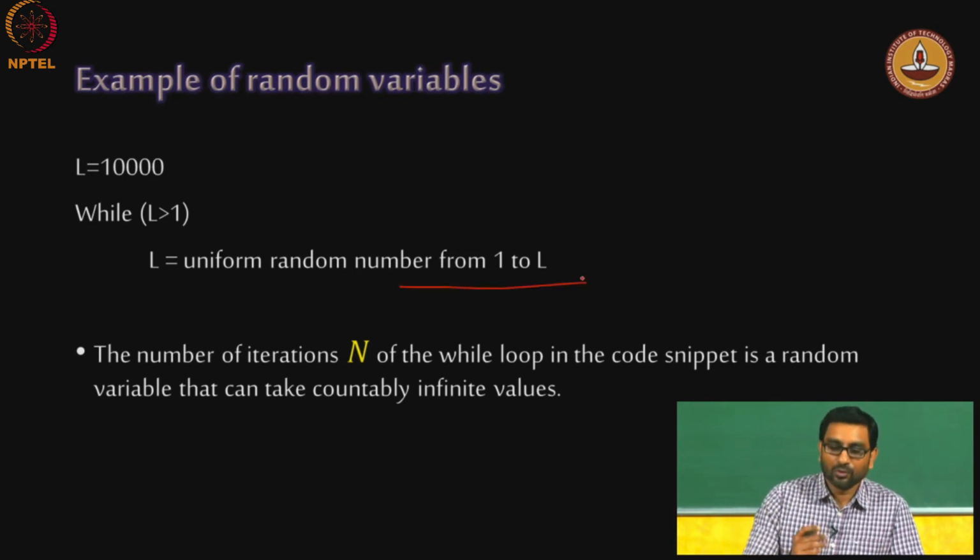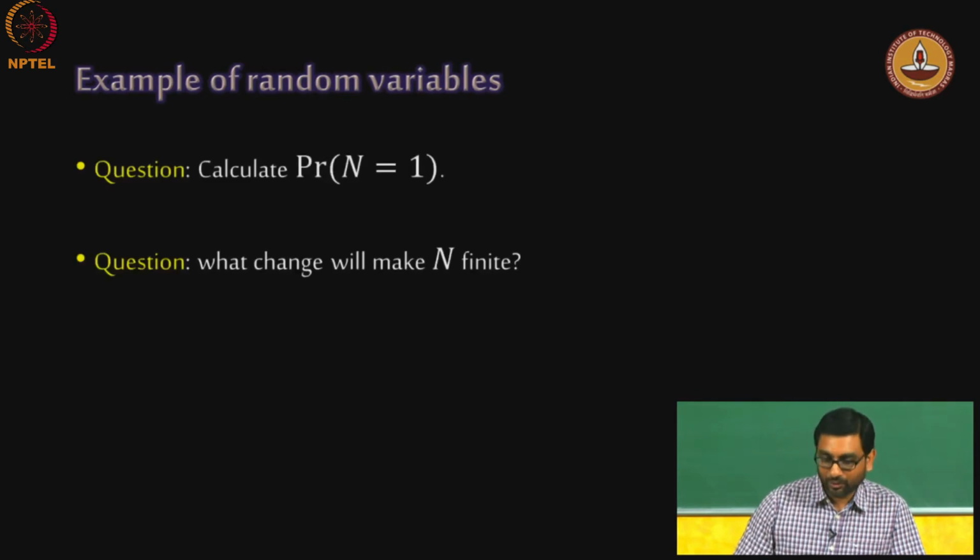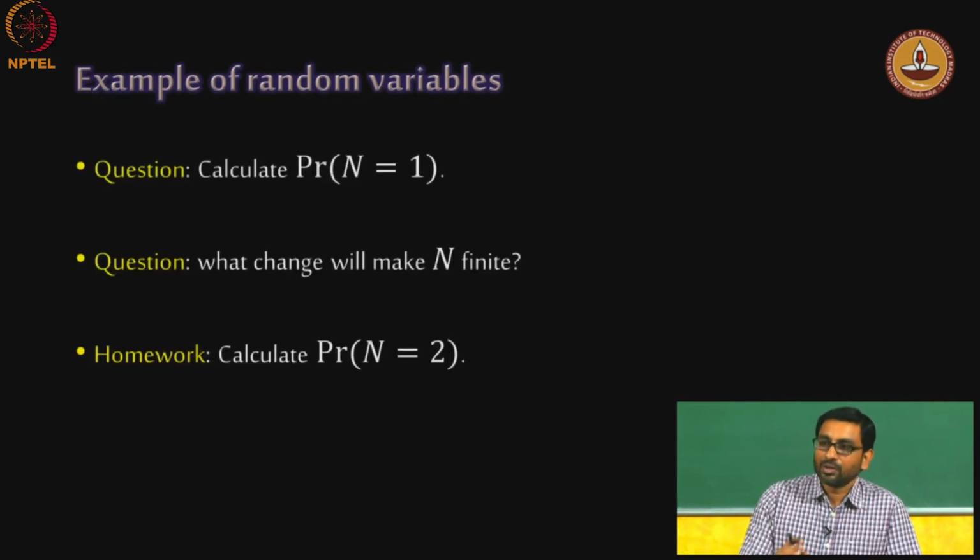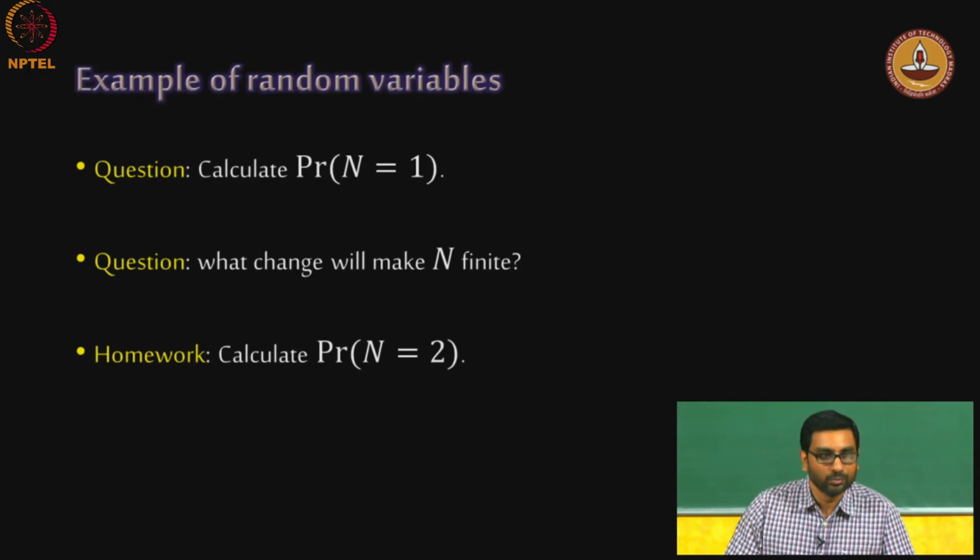Yes. So, if you choose a uniform random number from 1 to L minus 1, you are certainly going to be decreasing every iteration. So, the number of iterations is not going to exceed 10,000. I am going to leave this as a homework. What is the probability that n equals 2? So, in exactly 2 iterations, this loop will exit. Okay. So, that is a little homework for you.